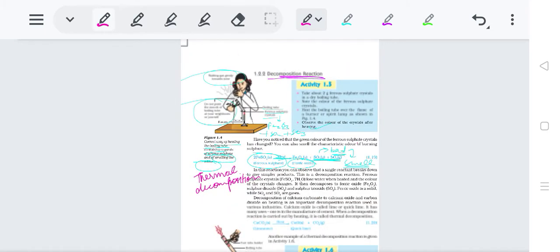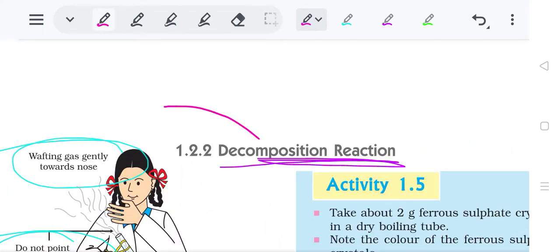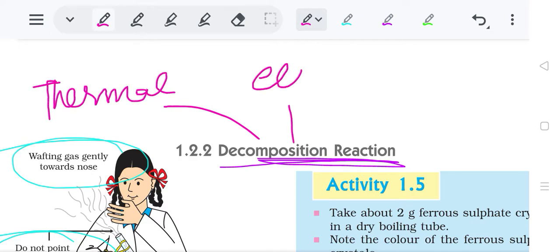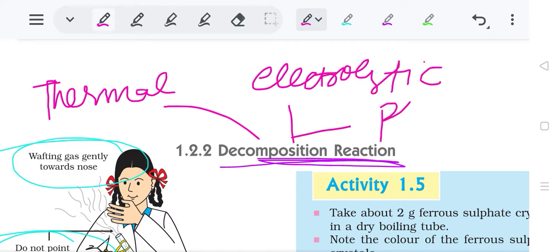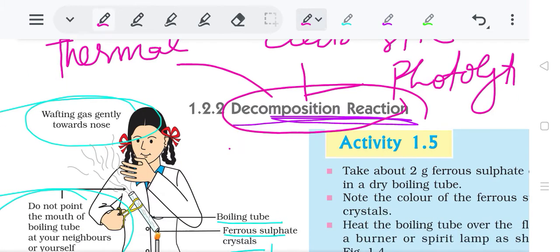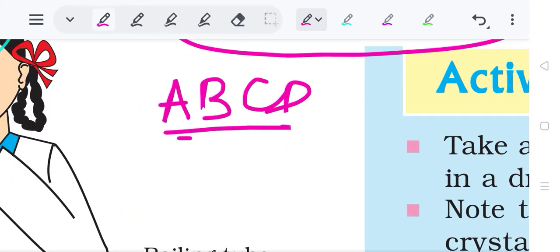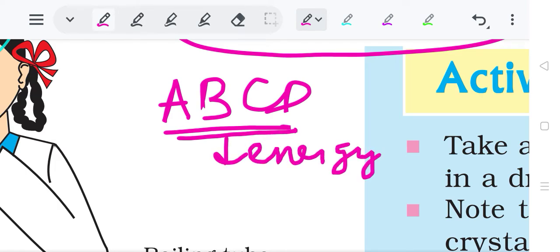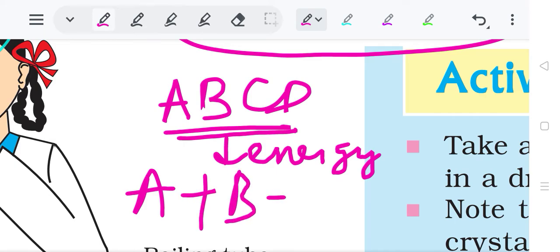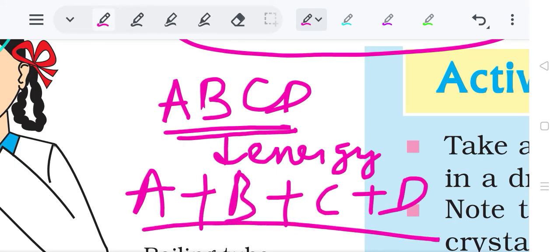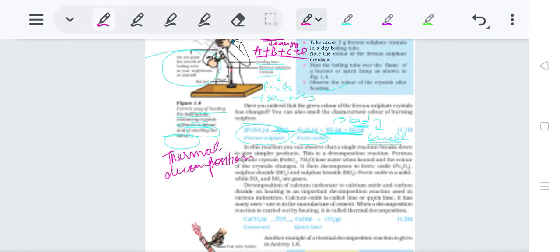When we talk about decomposition reactions, we have three types in our syllabus. First is thermal, second is electrolytic, and third is photolytic. Decomposition means that you have an ABCD molecule, and when you give it energy, it breaks into its constituents like A plus B plus C plus D. So this is what a decomposition reaction is.